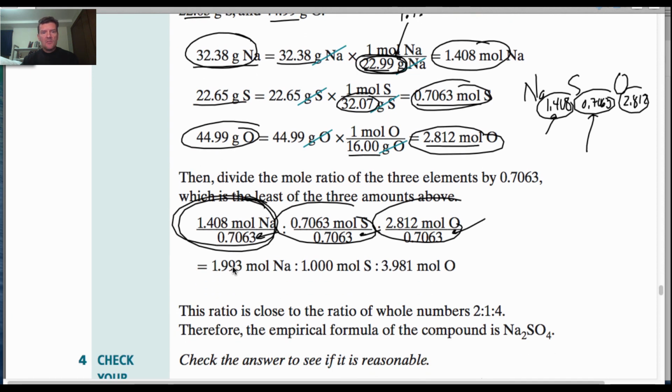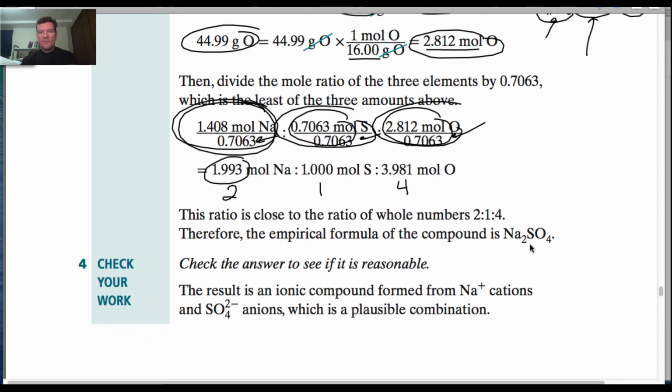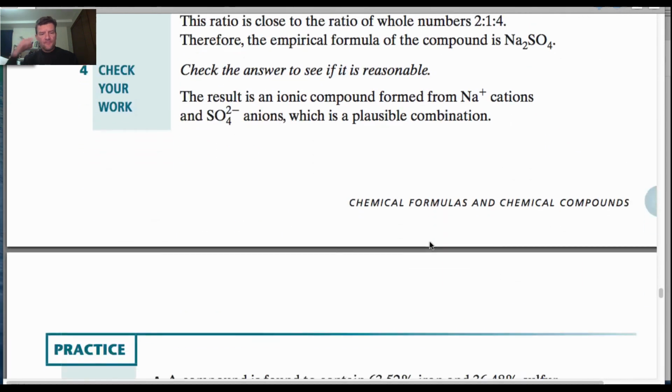This ratio, or this division, is 1.99. That's pretty close to 2. Here, obviously this is 1, and divide here, and that's pretty close to 4. So it's a 2 to 1 to 4 ratio, and there is your formula. It is Na2S1O4. That's your formula. Okay?